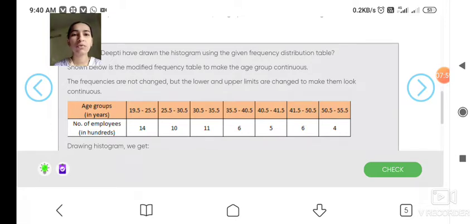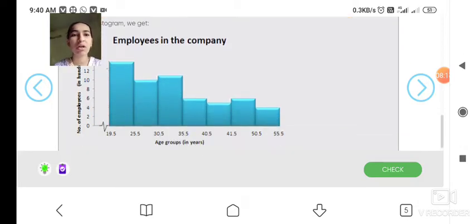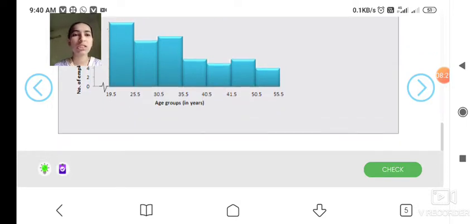If she takes an age group like 19.5 to 25.5, then the next will start from 25.5 to 30.5. Okay students, like this she has to take the ages. After that she will draw a histogram like this. So this is the correct statement.